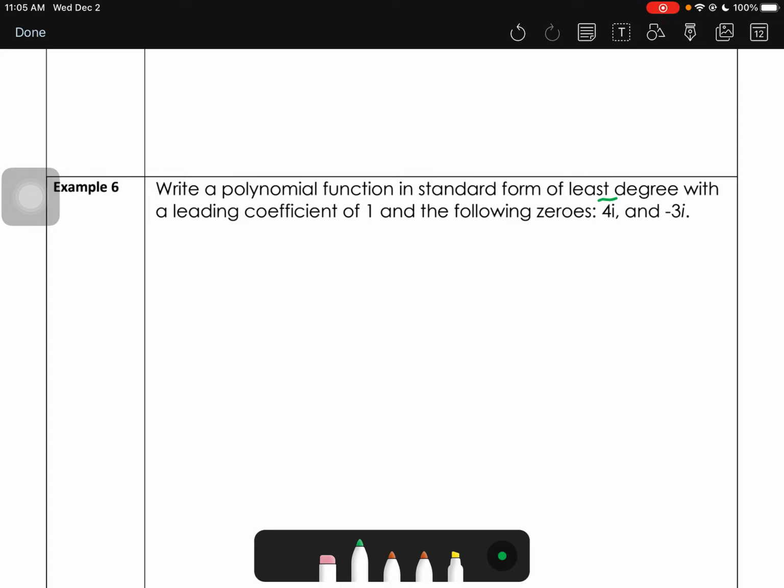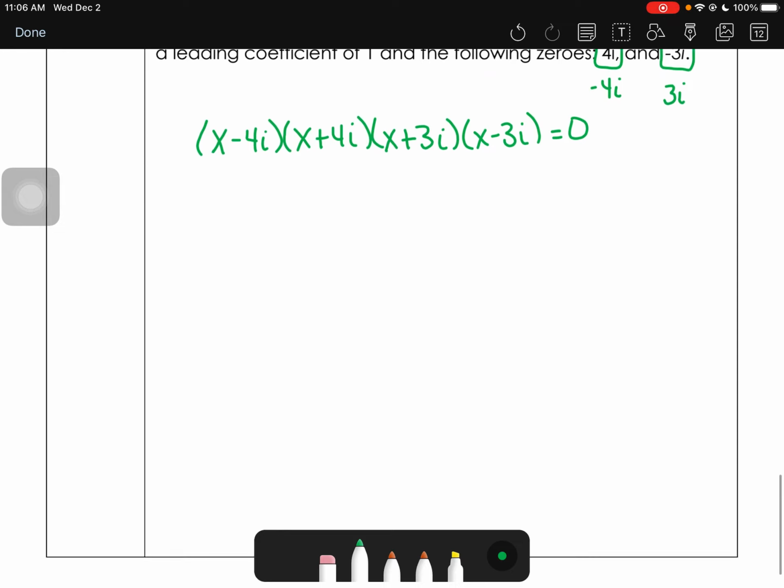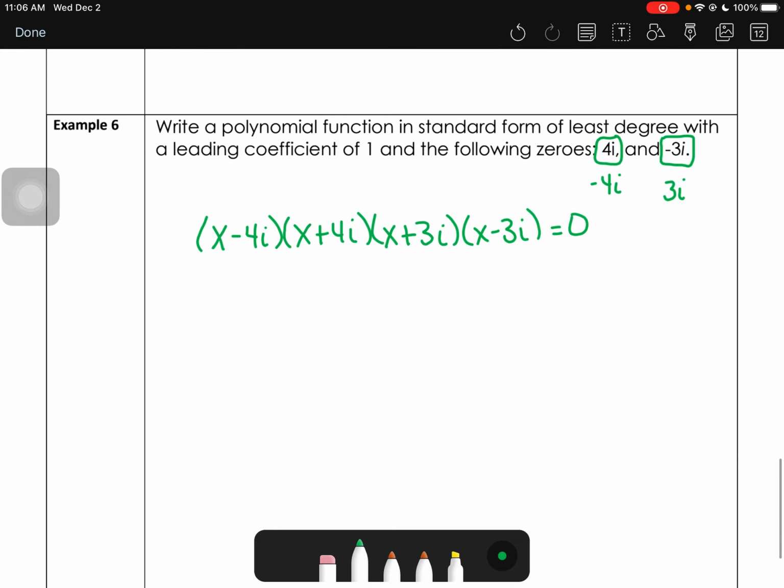All right, number 6. Again, they only gave me 4i, so we know negative 4i is also a solution. And they gave me negative 3i, so we know that positive 3i is also a solution. So my factors will be x minus 4i, x plus 4i, x plus 3i, and x minus 3i equal to 0 or equal to f of x or equal to y. And that is writing the polynomial.